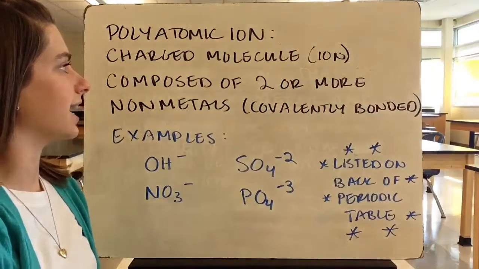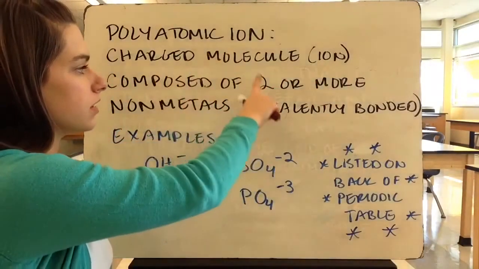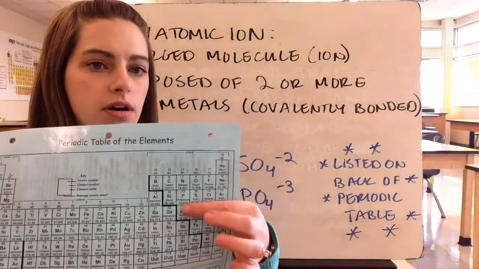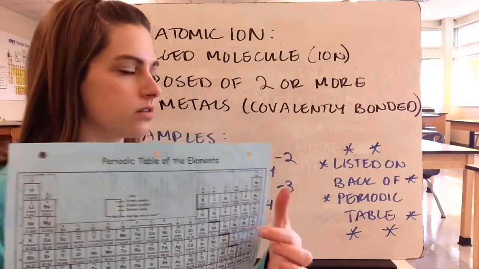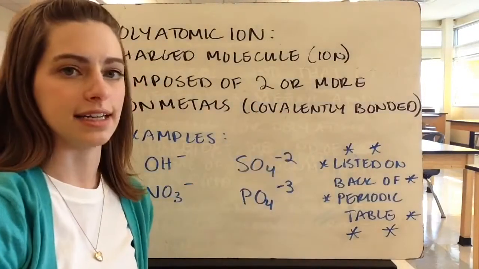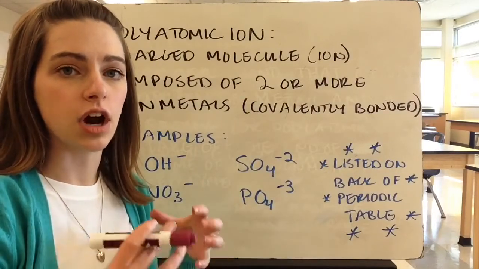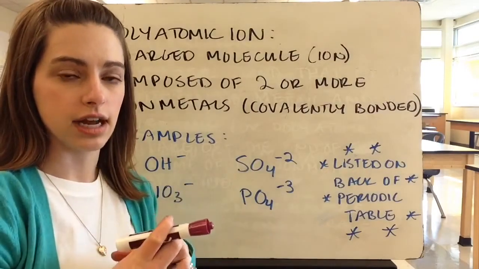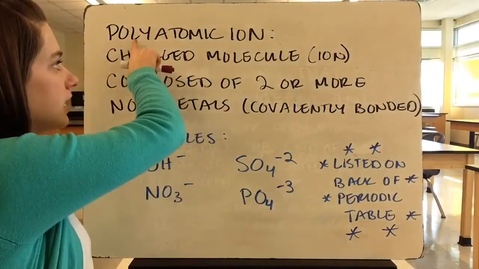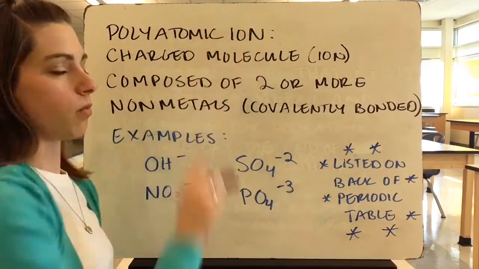Now, a polyatomic ion is a charged molecule, so that's the ion part, that is composed of two or more nonmetals. So remember, the nonmetals are on this part of our periodic table. And it has two or more of the nonmetals covalently bonded. Now, we haven't talked about covalent bonding yet, that's what's coming up next. But these are units that are bonded together, and the unit as a whole is charged. That's a polyatomic ion. So poly being multiple, atomic meaning atom, so multiple atoms in one ion.